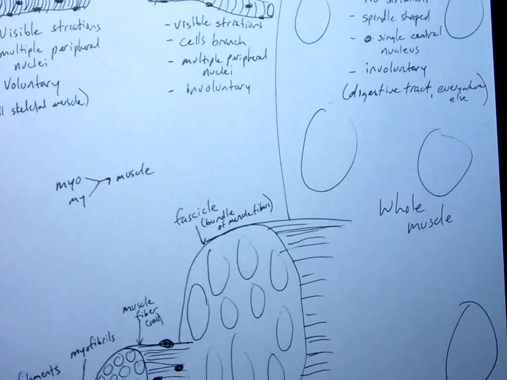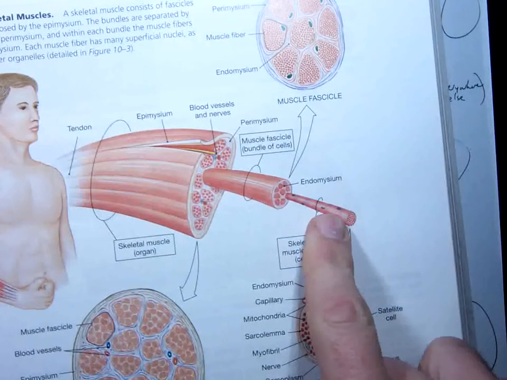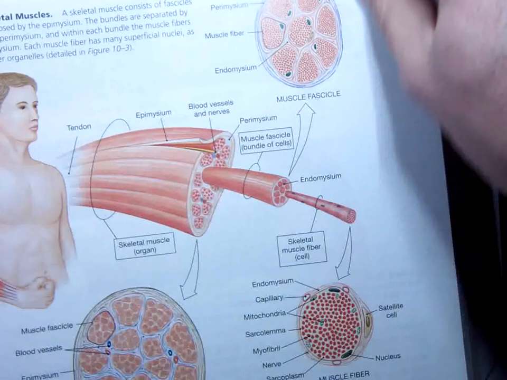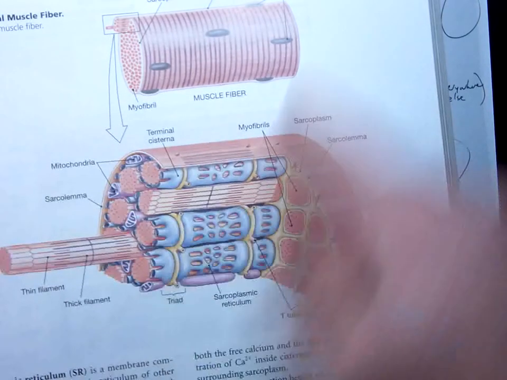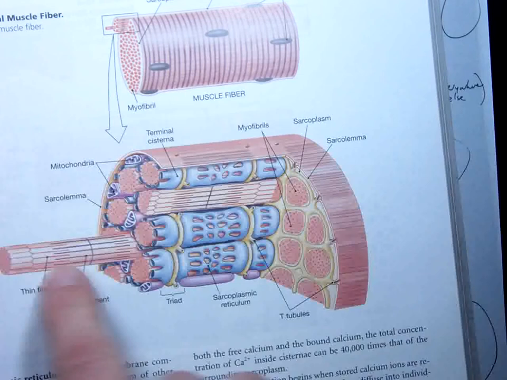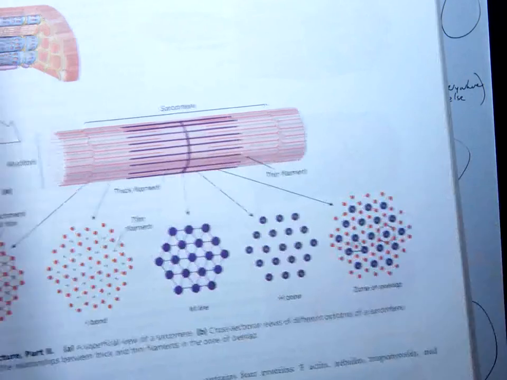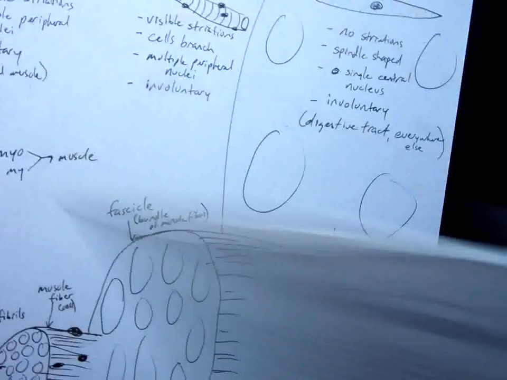There's a picture of this in the textbook. Here's how they draw it. Better than me. But here's the fibers, and there's the fascicle, and there's the whole muscle. But if you go down a little further, within the fibers themselves, you've got the myofibrils, and within those you have the filaments. All right. Questions?